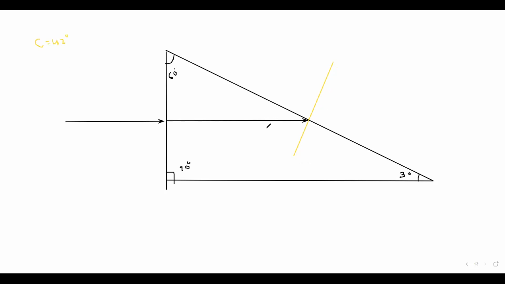What is the angle of incidence at this point? What will be the angle of incidence? The angle of incidence will be 60. Why? Because this will be 90, this 60, so the remaining is 30. If this one is 30, then the angle between the normal and the incident ray will be 60. So again, you can see the angle of incidence is more than the critical. If it's more than the critical, it means total internal reflection.